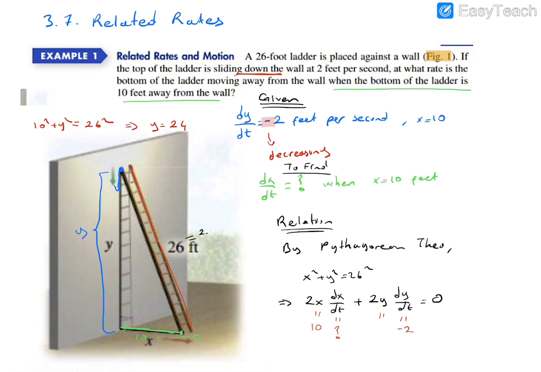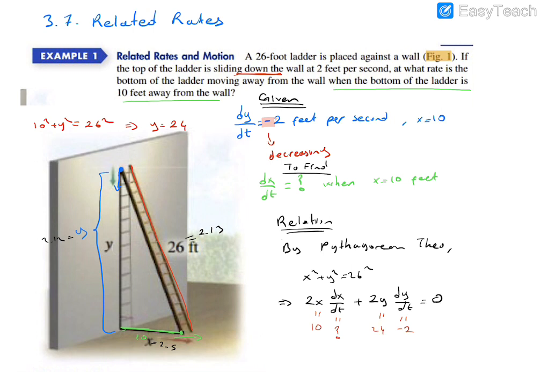26 is 2 times 13, x is 2 times 5, so this is 2 times 12. Okay, by the Pythagorean theorem again, y is 24. So here y is 24.